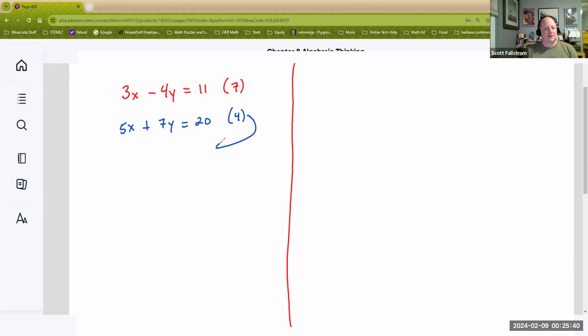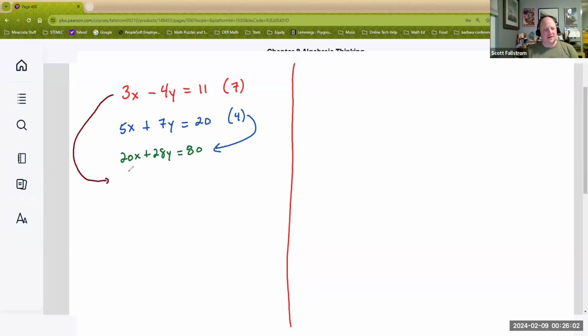Okay, let's see what that looks like. Oh, I should change the color just so we don't mix them up. Okay, 5 times 4 is 20x's. 4 times 7 is 28y. And 4 times 20 is 80. Next up, let's see here. We'll bring this one down.